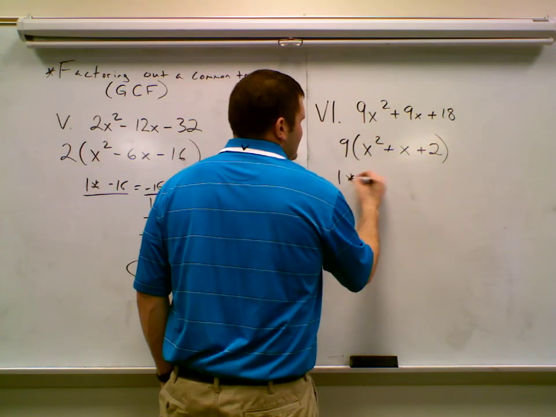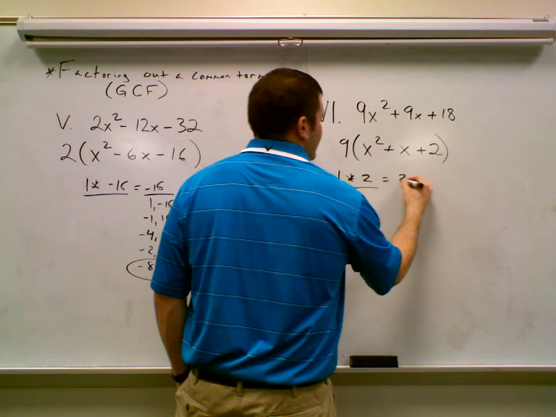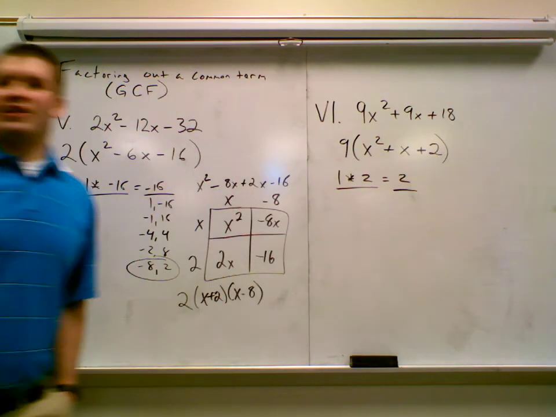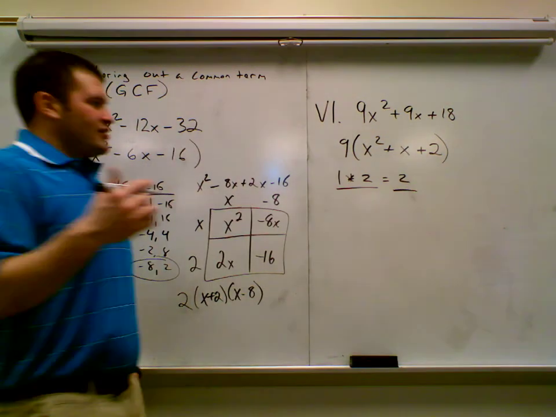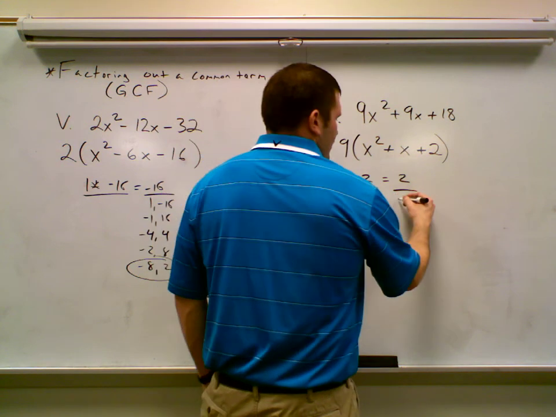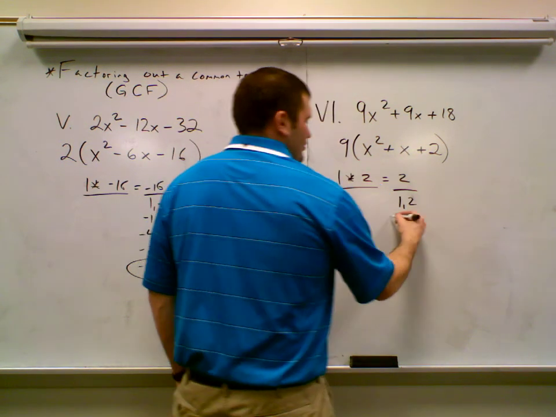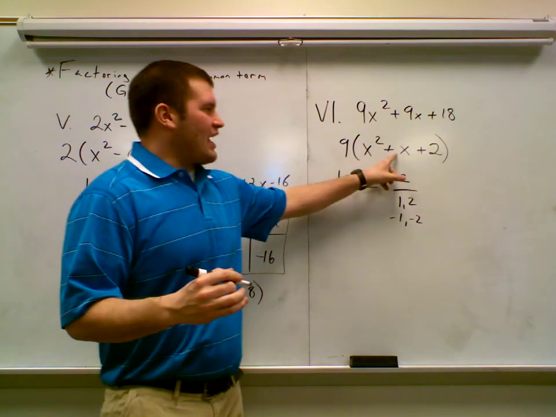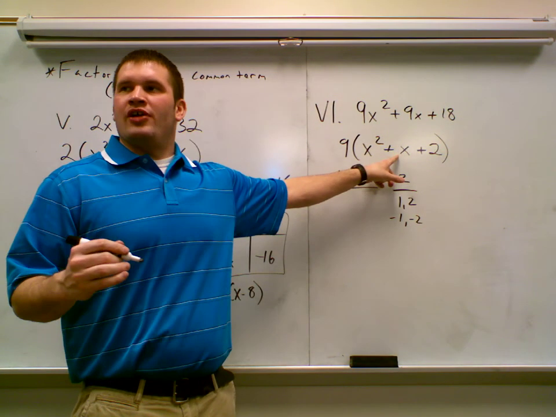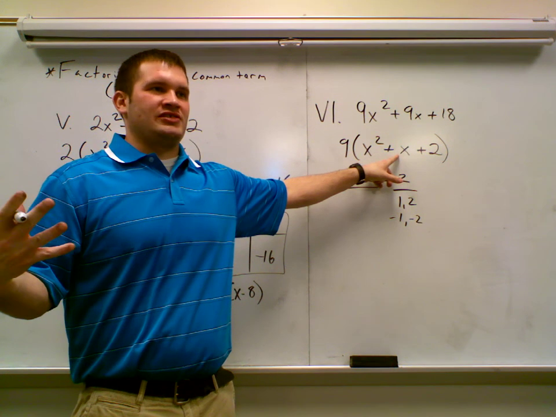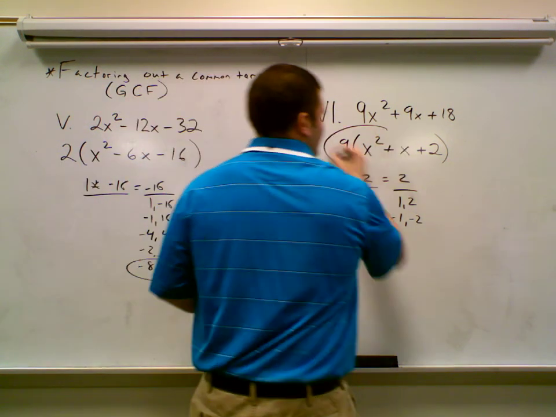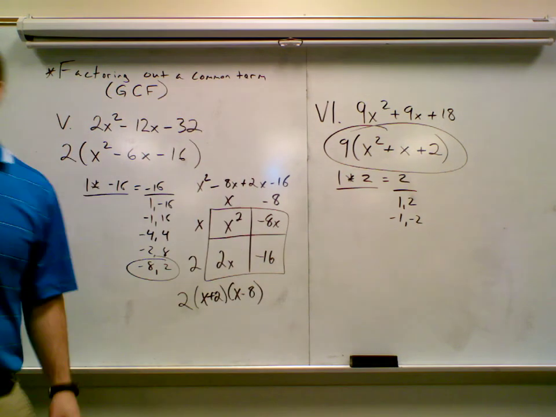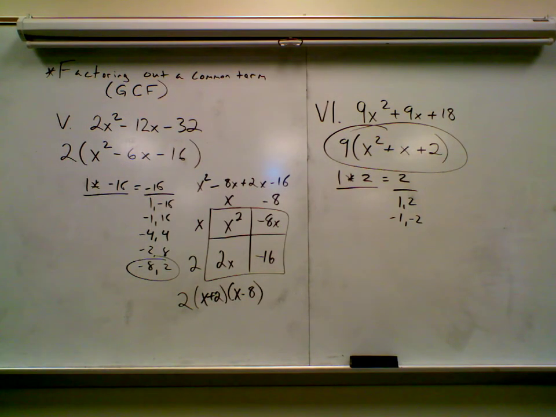So 1 times 2 is 2. Man, it's easy when I factor out that A. Factors of 2 are... but you can't. Do any of these add to 1? No. So guess what my answer is? Non-factorable. That's my answer. That's factored. All right. Are there any questions?